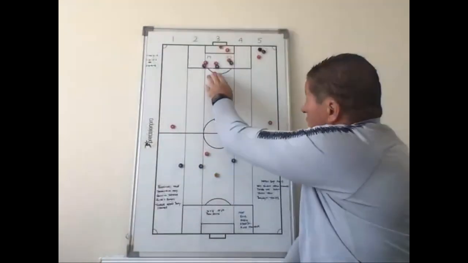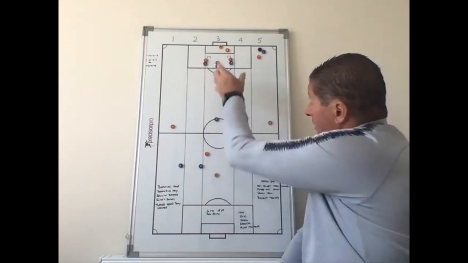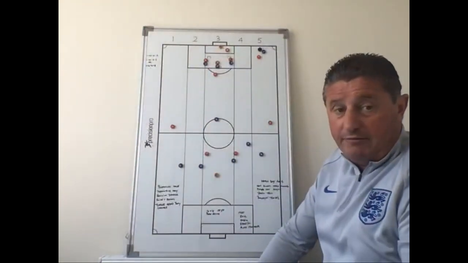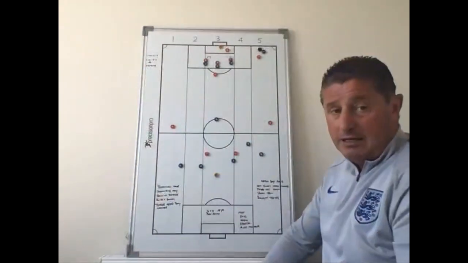So if you look now, I've got three defenders in zone three, lane three of the pitch, sorry. So that for me is vitally important. And obviously you would have other players tracking back as we go.